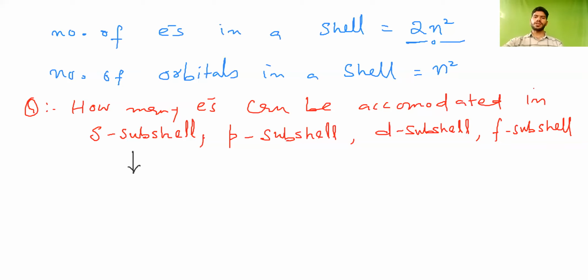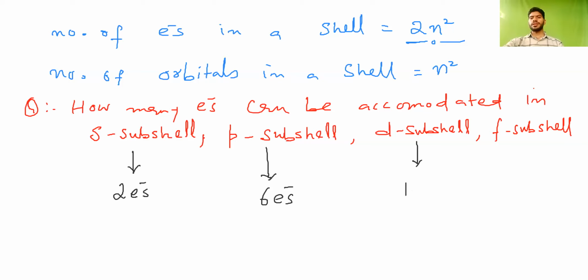In case of the s subshell, the maximum number of electrons that can be accommodated is 2. In case of the p subshell, we have 3 p orbitals, px, py, and pz. Each orbital can accommodate 2 electrons. So 3 p orbitals will accommodate a maximum of 6 electrons. Got it?